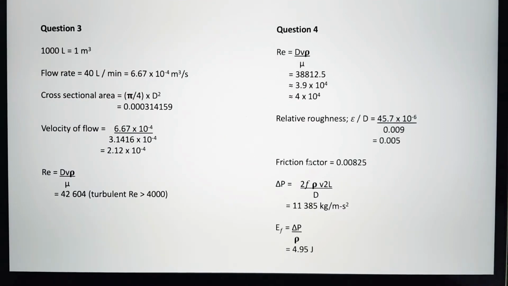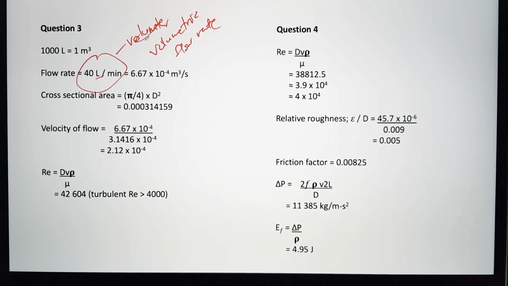Question number 3. Water is flowing at 40 liter per minute. Basically we are talking about volumetric flow rate. 40 liter per minute in a 2 cm diameter pipe, 10 meter long at 20 degrees Celsius.